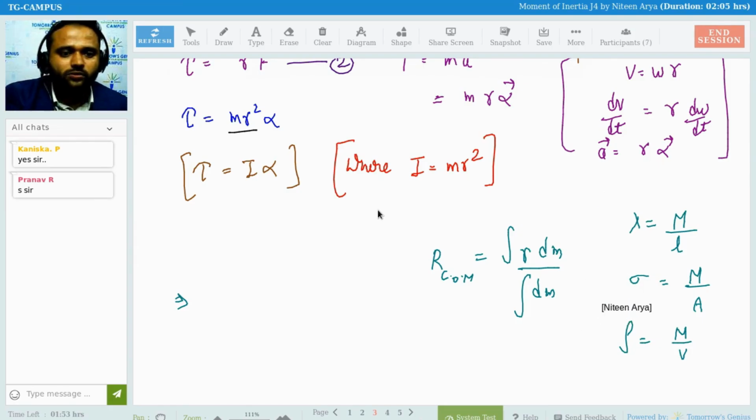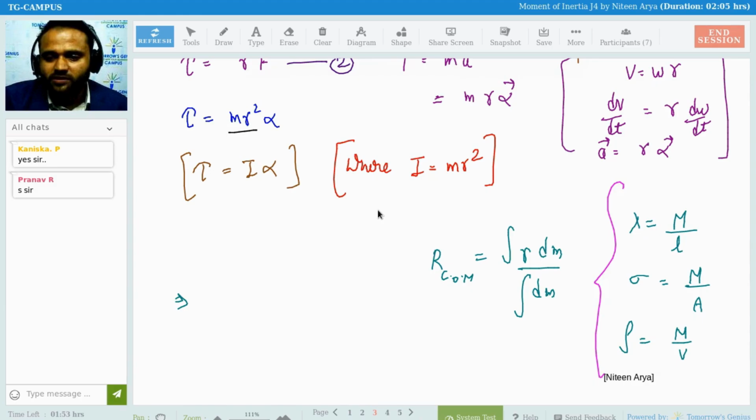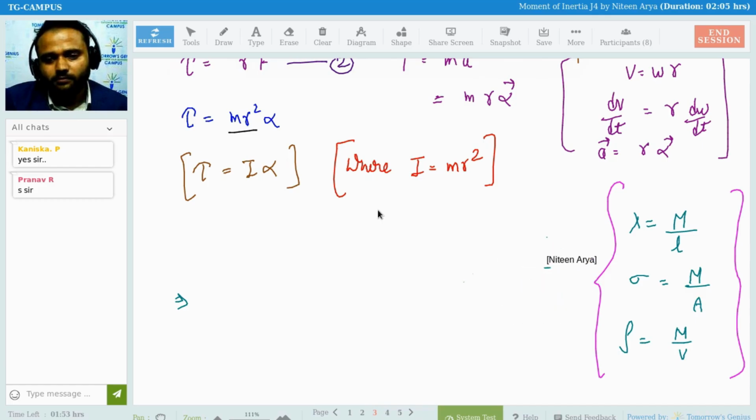From this analogy, in the same sense, for continuous bodies, or unsymmetric shapes, we are going to find the moment of inertia also. Clear?